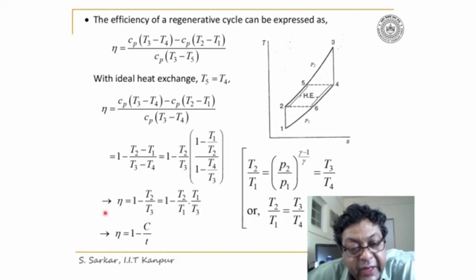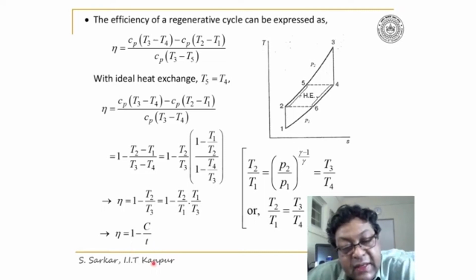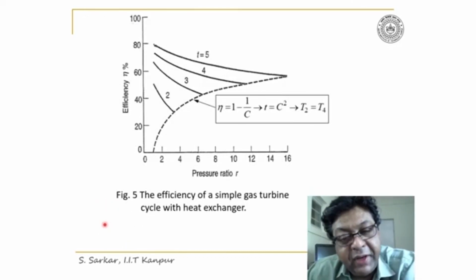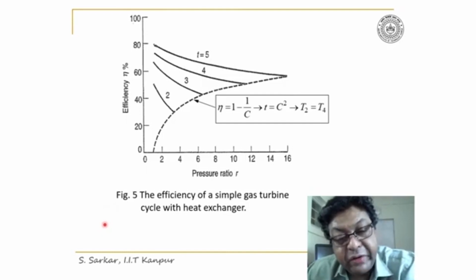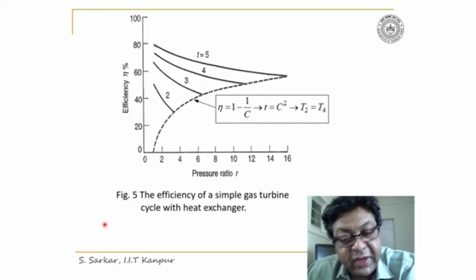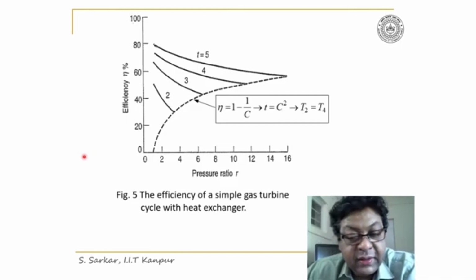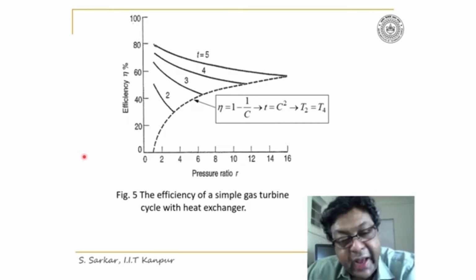So not here, eta, again I'm repeating, not here, eta is equal to 1 minus C by T. Thus cycle efficiency will decrease with respect to increase of pressure ratio, and it will increase with respect to increase of temperature ratio. Figure 5 illustrates the efficiency of a simple gas turbine cycle with heat exchanger. Look, efficiency is a function of both temperature ratio, small t, and pressure ratio.